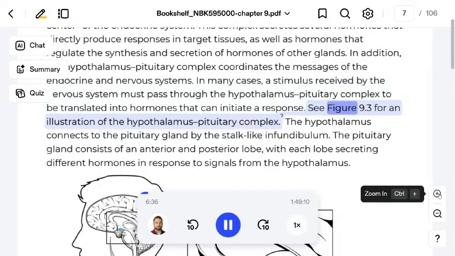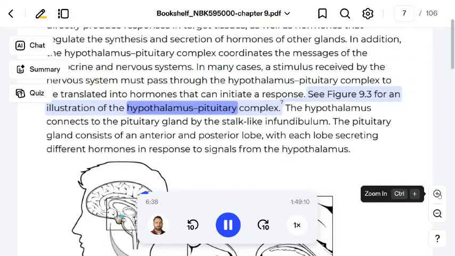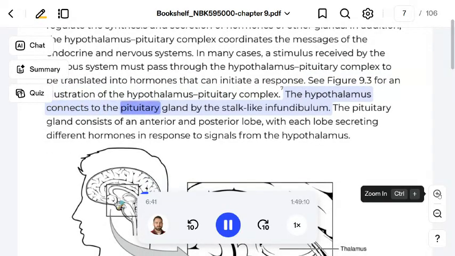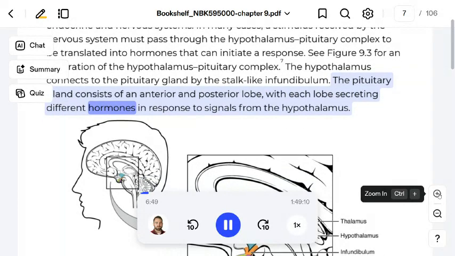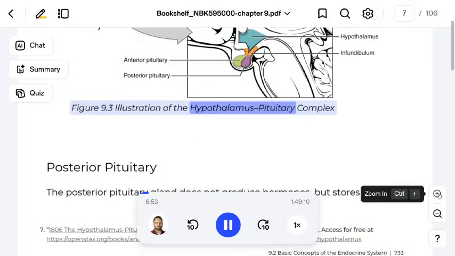See Figure 9.3 for an illustration of the hypothalamus-pituitary complex. The hypothalamus connects to the pituitary gland by the stalk-like infundibulum. The pituitary gland consists of an anterior and posterior lobe, with each lobe secreting different hormones in response to signals from the hypothalamus. Figure 9.3: illustration of the hypothalamus-pituitary complex.